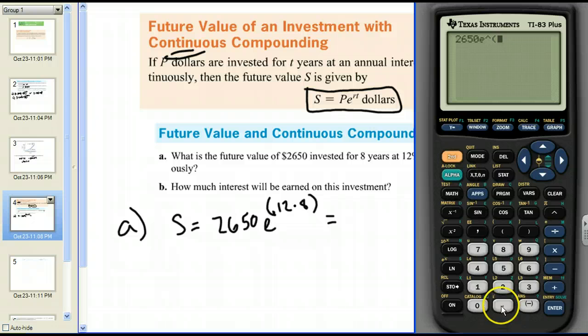But we need the 0.12 to be multiplied by 8. Alright, we get 6921 virtually.